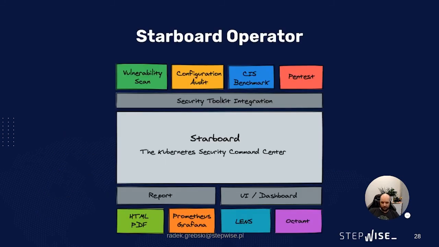I mentioned Starboard Operator. This is the image from their website. You can see that it can do not only vulnerability scan against common vulnerabilities and exposures, but it can do extra stuff like pen test and configuration audit. For example, we may want all our deployments to have resources, limits, and requests defined in our Kubernetes deployment specifications. And you can export reports to HTML, PDF. You can use them with Prometheus, Grafana, or manually through Lens or Octant.